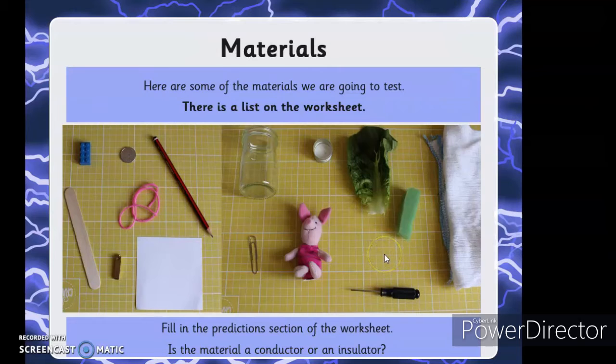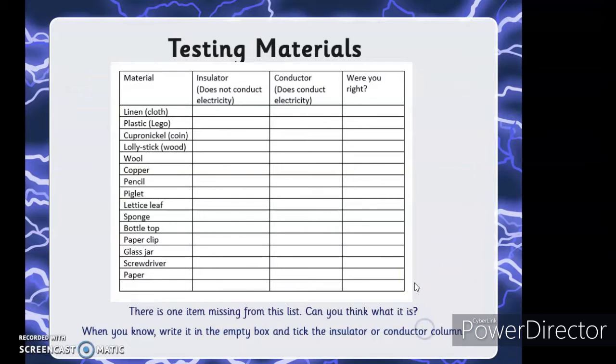So here are the materials I'm going to test. If you've downloaded the worksheet, then you'll have that list of materials. And at this point, I'd like you to fill in the prediction section of the worksheet to say whether or not the material is a conductor or an insulator. If you haven't downloaded the worksheet, then you could write this list on a piece of paper before you carry on, and then you can make your predictions.